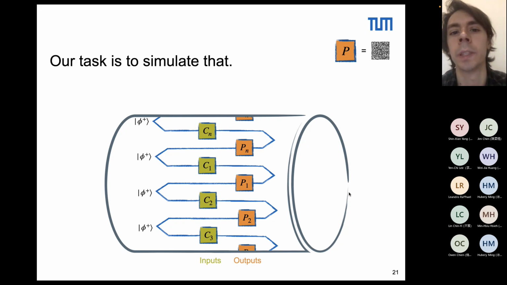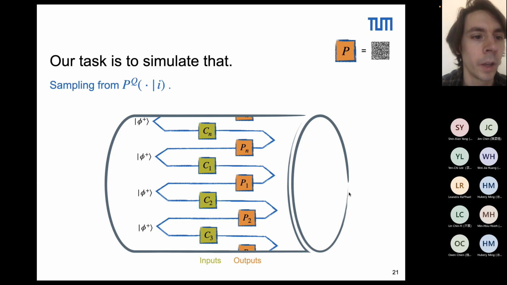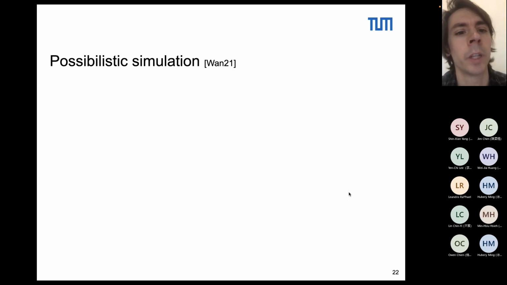And our task is to simulate this quantum circuit, which by definition is in QNC0. And we will prove that the simulation of this quantum circuit cannot be achieved by a classical circuit. So our task is sampling from the probability distribution defined by this quantum circuit, a conditional probability distribution. And our notion of sampling is going to be very strong or very weak, depending on how you see it. So it's a possibilistic simulation.